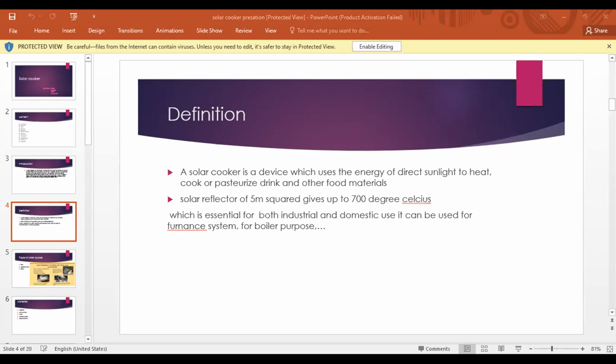For example, a solar reflector of 5 meters squared gives up to 700 degrees.